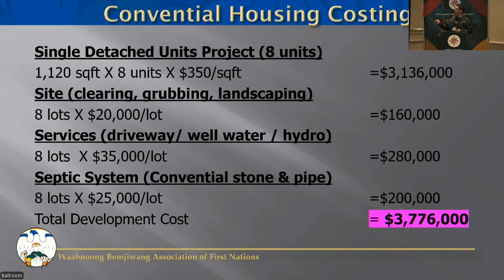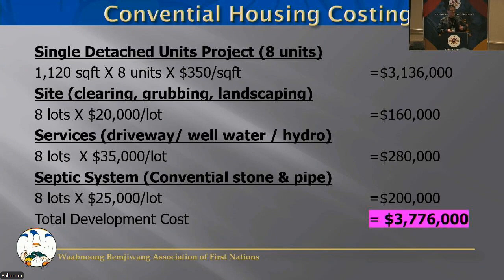So if I went with conventional housing, which is what many of us do, we have single detached houses, 1,100 square feet times 8 units at $350 a square foot. That's $3.136 million. You go into lot clearing and development, 8 lots times $20,000, that's $160,000. Your services, 8 lots at $35,000 per lot, $280,000. And your septic system, just your standard tile bed, $25,000 per tile bed, comes out to $200,000. So that's $3.776 million, give or take.